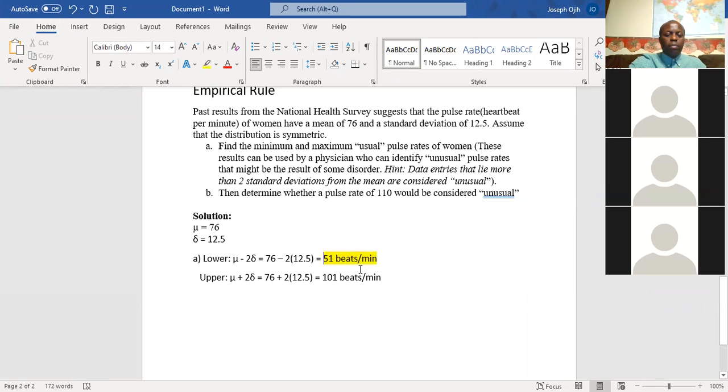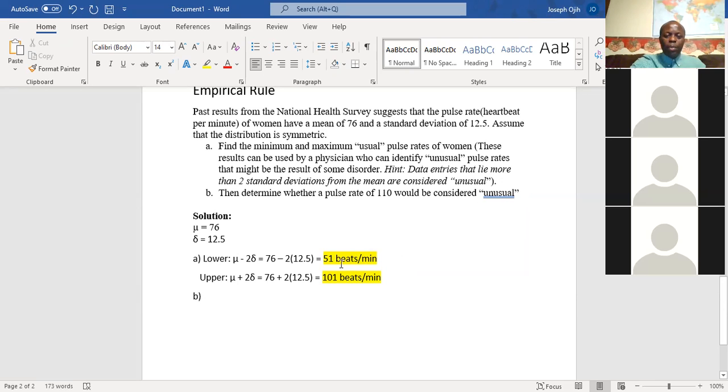And this is the maximum beats per minute. Any question before I solve part B? Hello? No questions, Professor. Part B says, then determine whether a pulse rate of 110 will be considered unusual.